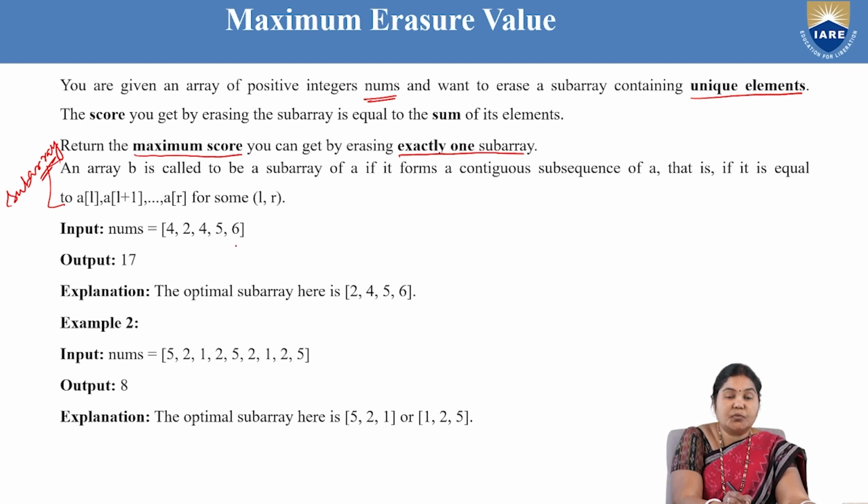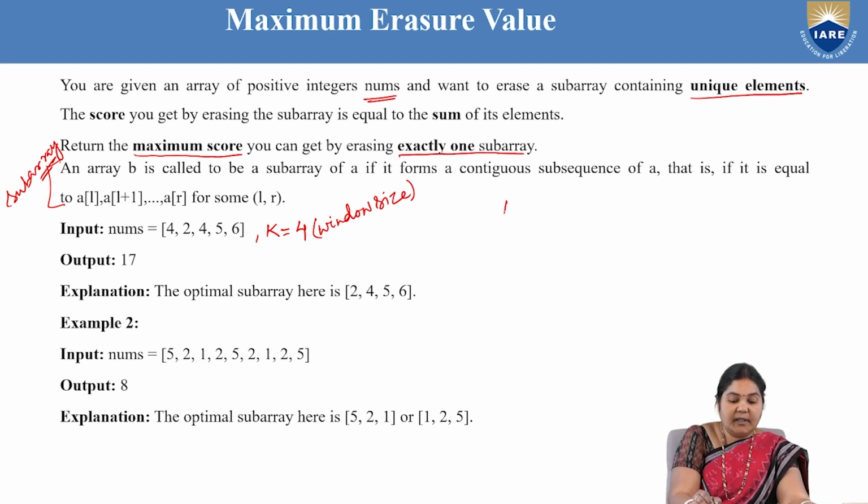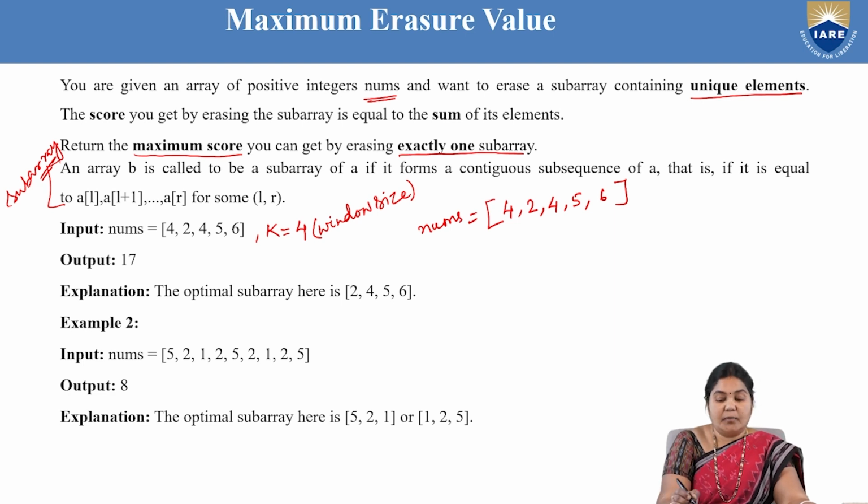Originally the nums array is 4 2 4 5 6. The k value is not given, so let us take k value of size 4. That means this is my window size, the sliding window size. I'm just assuming this here to make you understand. This is my nums array. Now, if I take a window size of this much, 4 2 4 5, this is my first window.